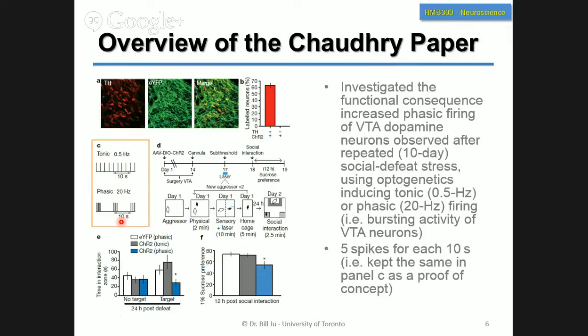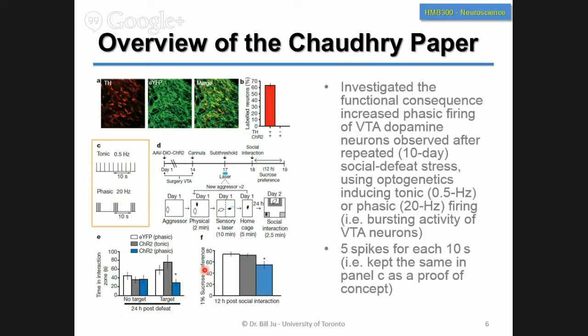We have phasic versus tonic. And again, in this particular model, they're looking at how much time you spend in the interaction zone after you have a change in firing rate, either tonic or phasic, and how much time you have with this target animal in this particular zone. If they're depressed, they will spend less time with the animal, which is what you see here. If you have phasic activation of the VTA, the animal actually spends less time, they're less curious, they're less likely to interact with the animal in the interaction zone.